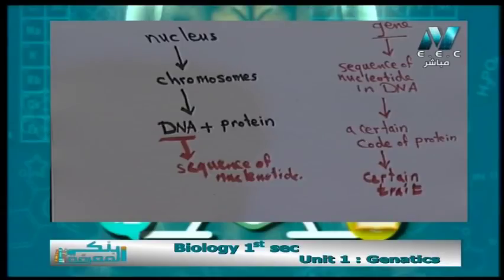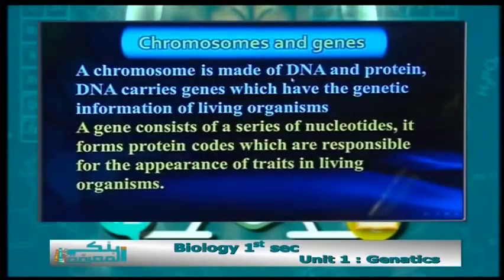A chromosome is made of DNA and protein. DNA carries genes, which have the genetic information of living organisms. A gene consists of a sequence of nucleotides. It forms protein codes, which are responsible for the appearance of the traits in living organisms.